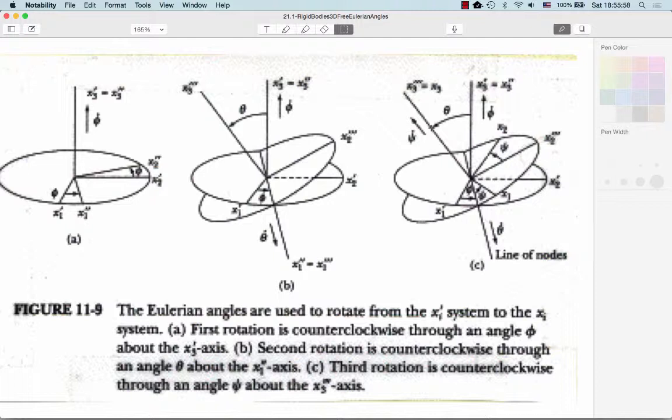So we've been seeing so far that it's really convenient to do moment of inertia calculations in the body frame, the frame of the object that's actually doing the rotating. And so we need some sort of prescription for how to transform to our fixed or lab frame. And of course, Euler came up with a way to do that.